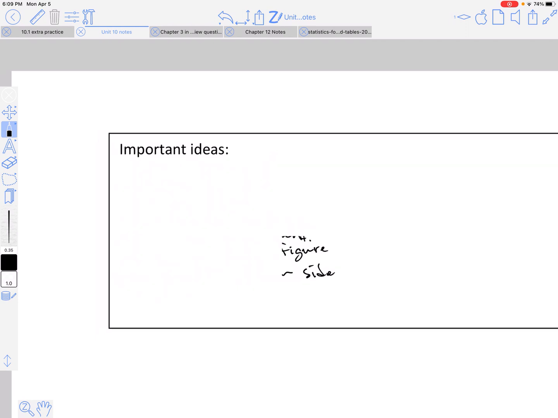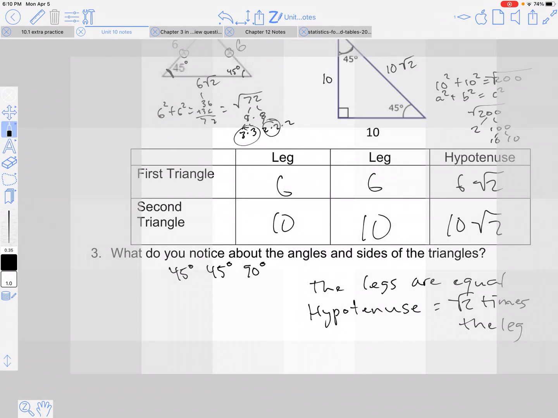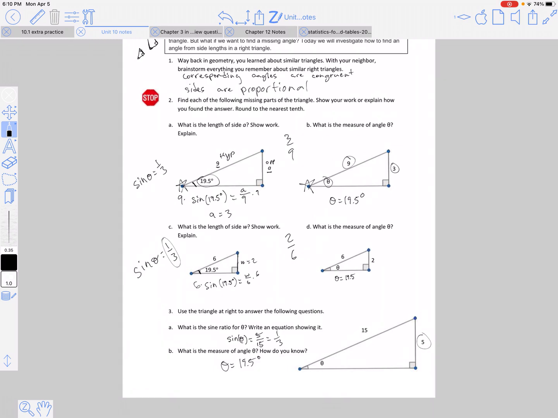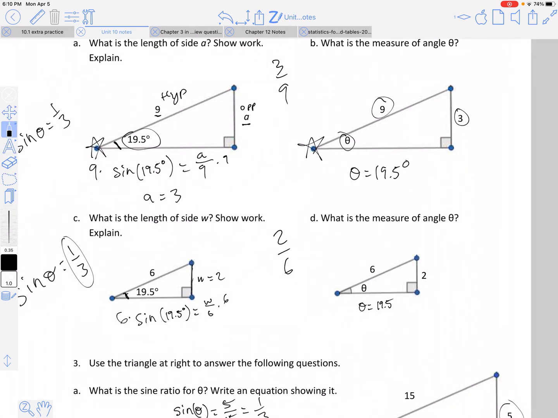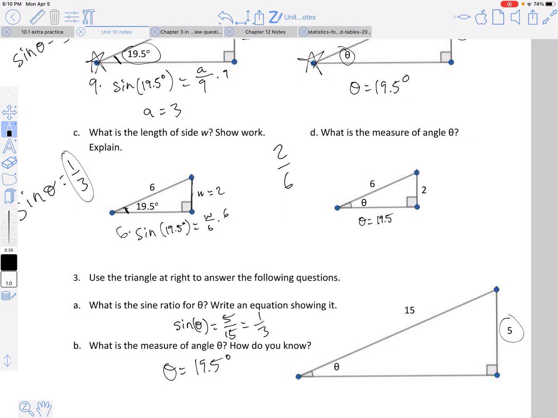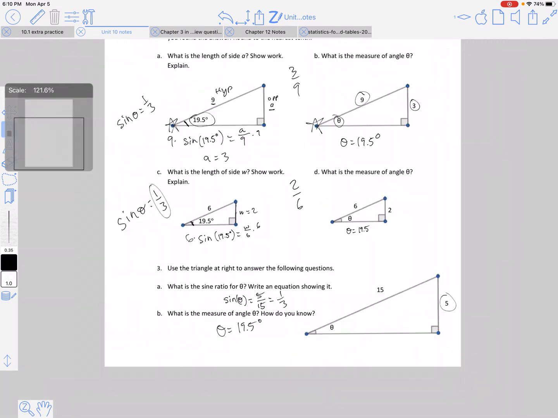Okay, so what am I saying right there? Well, if we go back to whatever page this is, I didn't give you the exact same triangle, right? I did in A and B, and I did in C and D, but in A, C, and 3, they were all different, right? 5, 15, 6, 2, 9, 3. But because they were all made from an angle of 19.5, they all had the same ratio.